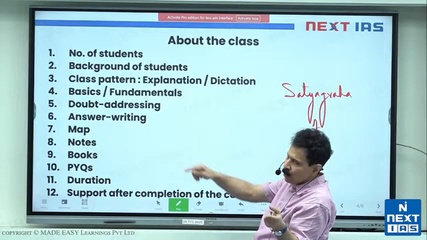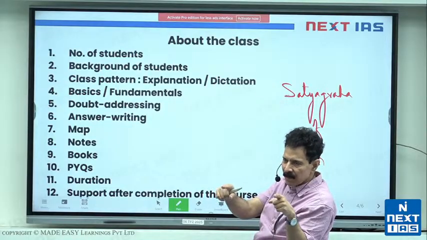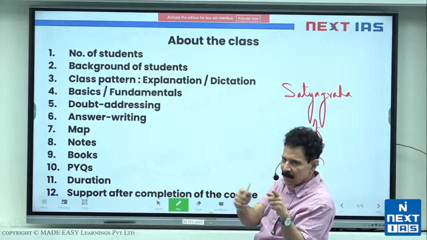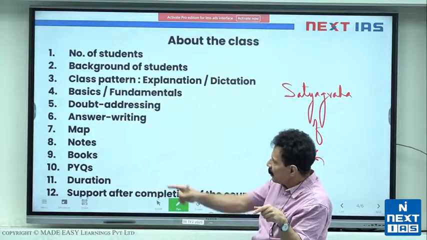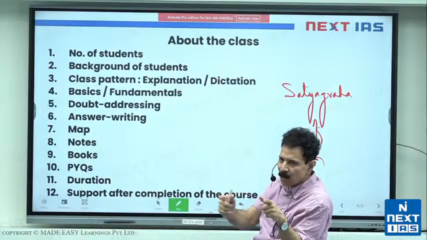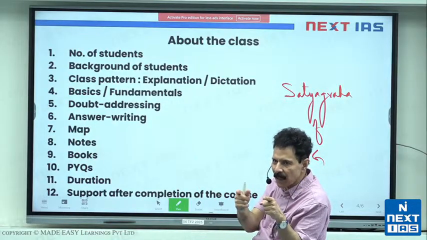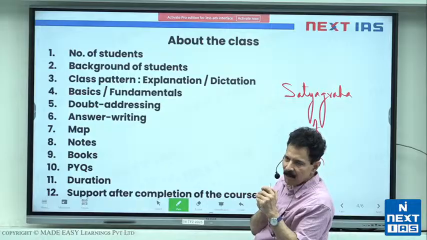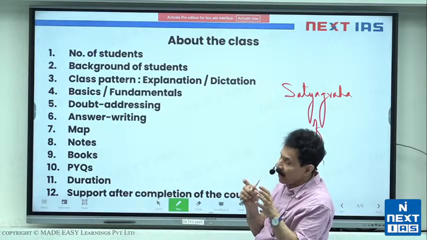Answer writing program continues for the entire course, that is, during all the 4 sections. Map is related to ancient Indian history, so map discussion continues for this entire course of ancient Indian history. This is the way to do that. And we have to focus on map because it's highly scoring.